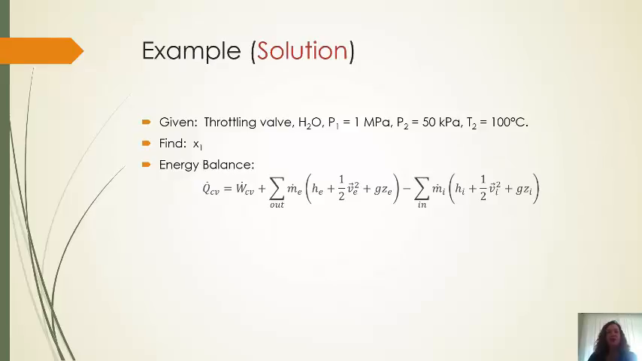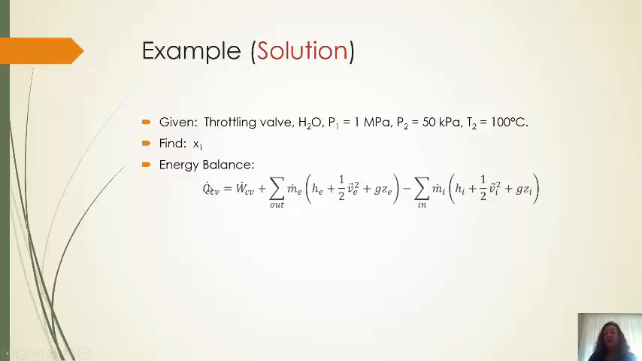So the given information: it's a throttling valve. I've got water flowing through it. The inlet pressure is 1 megapascal, the exit is 50 kilopascals and 100 degrees C. I want to find the quality at the inlet. So this is a steady state system, so there's the energy balance. It's only got one stream in and out, so mass flow in and mass flow out will be the same. So I can eliminate those summation signs, and I can divide through everything by the mass flow rate.